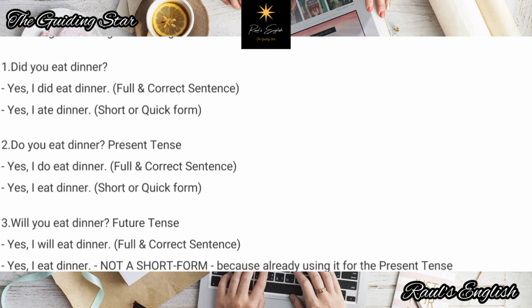And number 3, will you eat dinner? Future tense. Yes, I will eat dinner. That is the full and correct sentence. We do not have a short form. Yes, I eat dinner is not correct. Why? Because it is the short form for present tense. That's why we cannot use it for the future tense. Otherwise, we will not be able to differentiate between the future and the present tense. So that's what I said. English is getting shorter and shorter. Why? I told you why, and now you understand why.